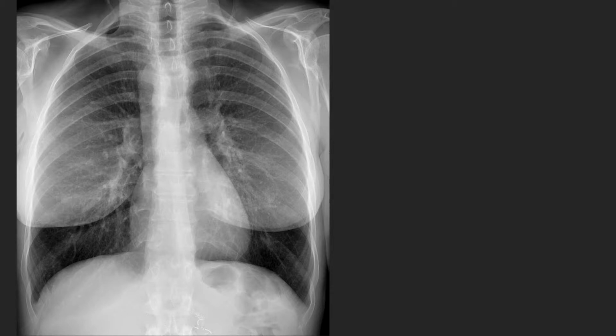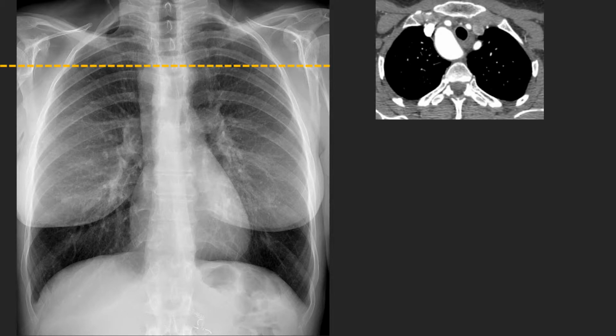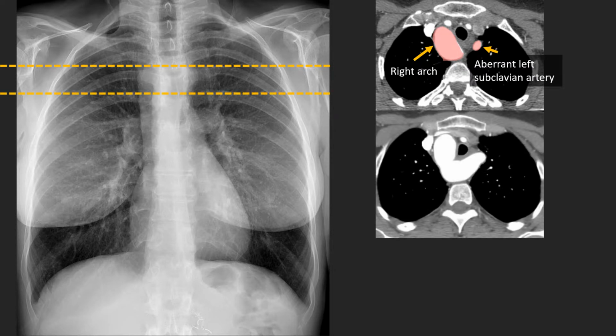So how does this look on CT? Near the thoracic inlet, we can see a superiorly located right-sided aortic arch. Also note the aberrant left subclavian artery. Further down, we can confirm that the arch is truly right-sided. We can also see the abnormal course of the left subclavian artery, which is posterior to the trachea. Also observe how dilated it is at its origin.